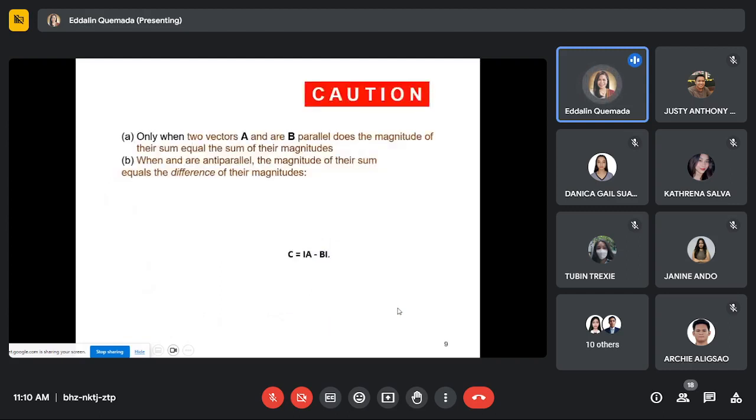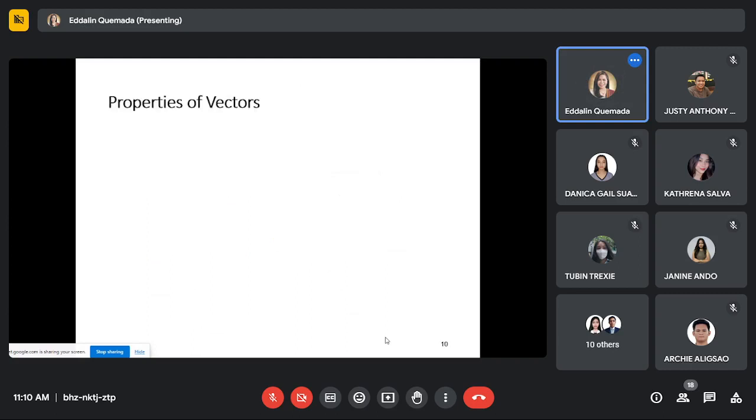So only when two vectors A and B are parallel does the magnitude of their sum equal the sum of their magnitudes, and when they are anti-parallel, the sum equals the difference of the magnitudes. So this is now the summary with the given examples. If the vectors are parallel, the resultant vector is just the sum of the given vectors, because they are parallel. But if they are anti-parallel, the resultant vector is equal to the difference of the magnitudes of the given vectors. Okay.